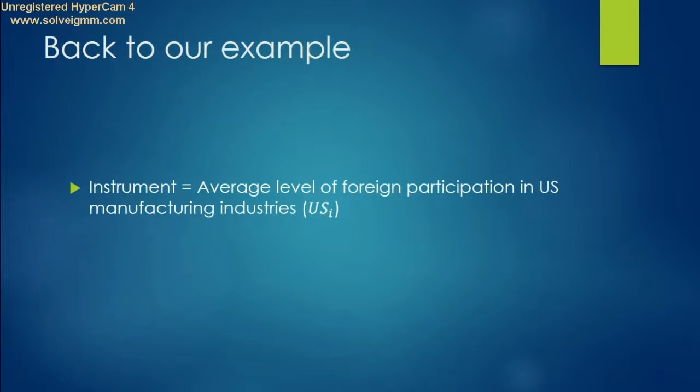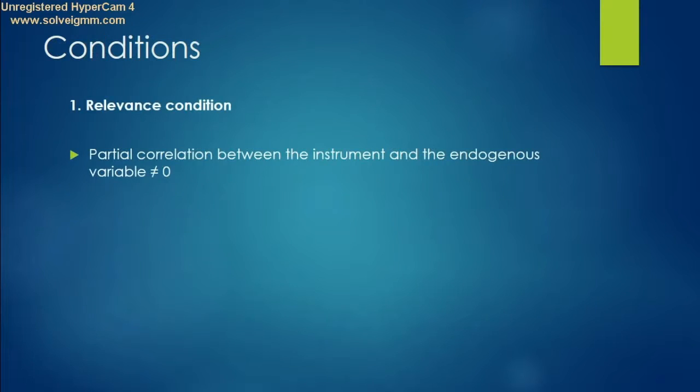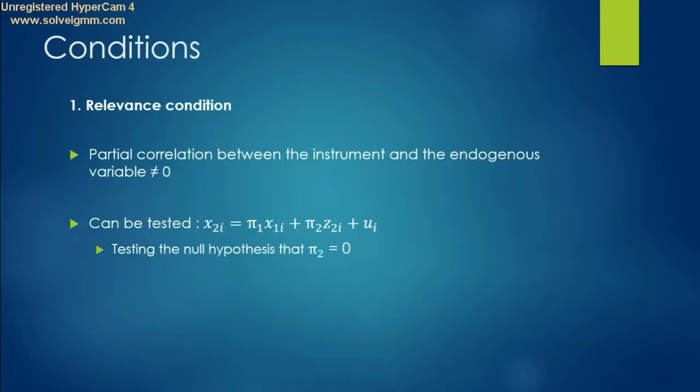After this theoretical explanation, let us now get back to our previous example for a few seconds. The instrument the author decided to use in his paper for the intra-industry foreign participation variable is the average level of foreign participation in US manufacturing industries. Let us check if this instrument satisfies the two conditions. As a reminder, the relevance condition requires that the partial correlation between the instrument and the endogenous variable does not equal 0. The advantage of this condition is that it can be tested through a regression of the endogenous variable on the exogenous variable and the instrument, called first-stage regression.